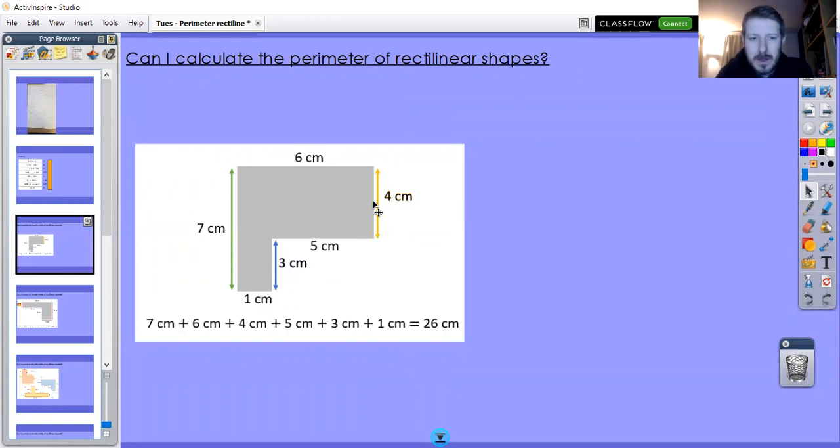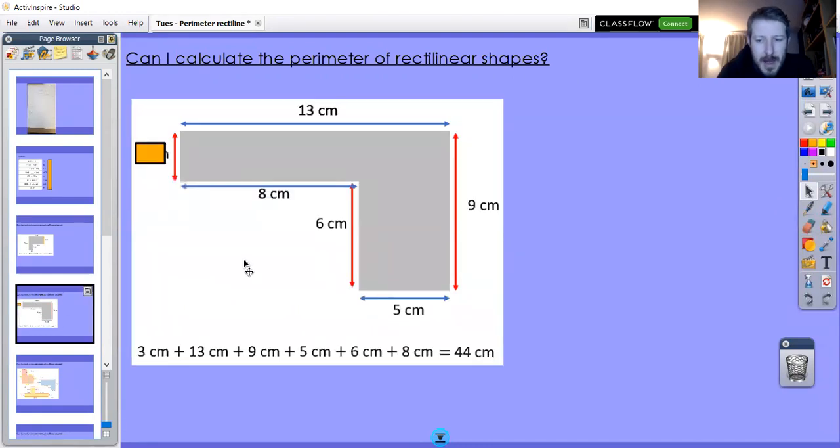So if we look at this shape here, we're going to add up all the distances around the outside. So you've got 7, add the 6, add the 4, add the 5, add the 3, and add the 1. If you add up all those together, you get a perimeter of 26 centimeters. So we say the perimeter of this shape is 26 centimeters.